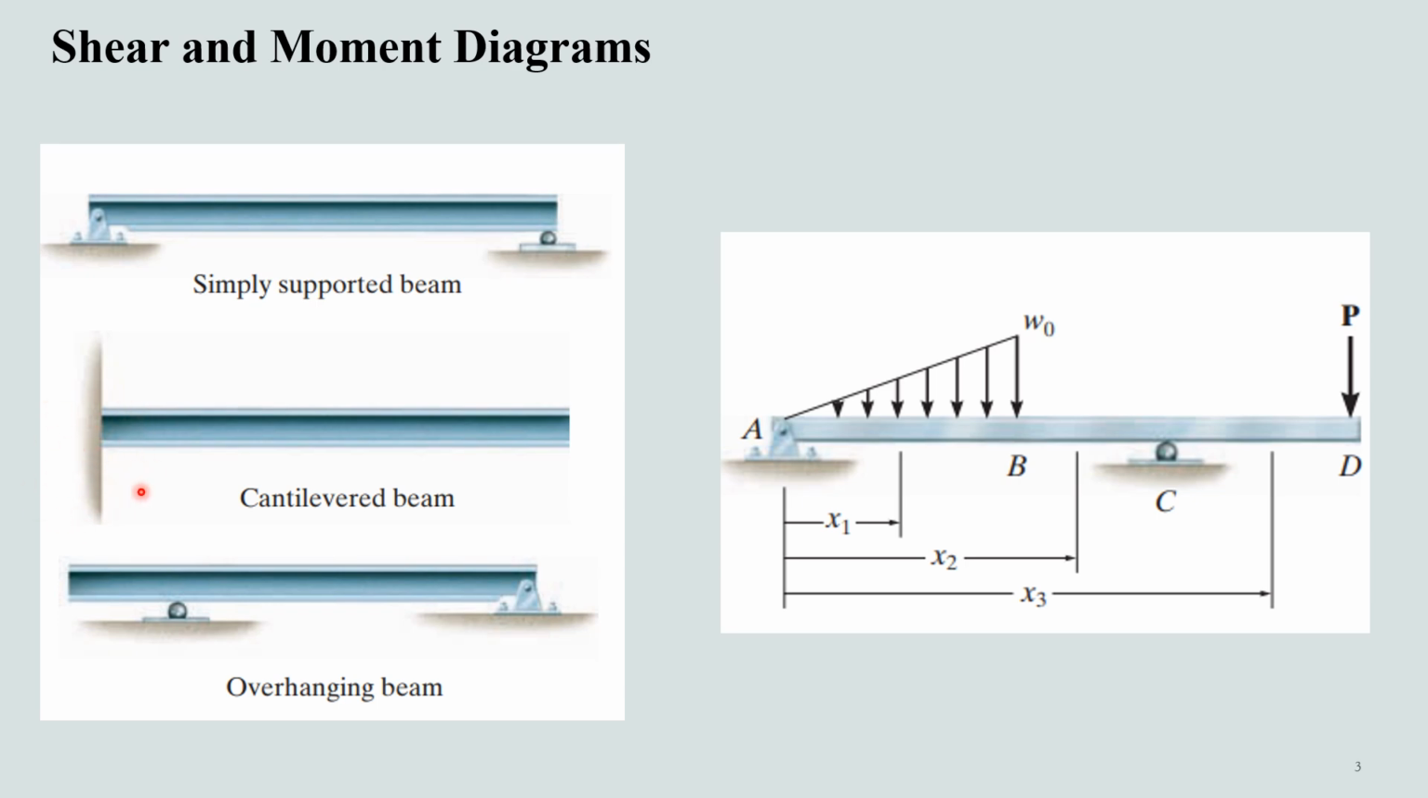And then we have the overhanging beam. The overhanging beam has one or both of its ends freely extended over the supports. As you can see here, this end is freely extended over one of the supports, so it is called an overhanging beam. Beams are considered among the most important of all structural elements. They are used to support the floor of a building, the deck of a bridge, or the wing of an aircraft. Also, the axle of an automobile, the boom of a crane, even many of the bones of the body act as beams.